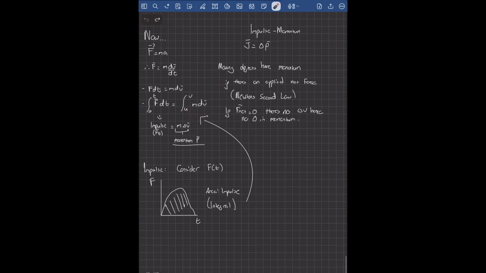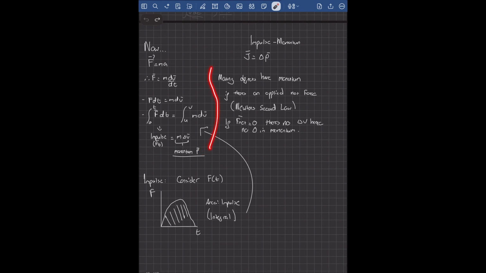Now we know that mass times change in velocity gives us momentum, so this proves the relationship between F equals ma and change in momentum. If we now look at the impulse-momentum relationship, we know that J, which is impulse, is equal to change in momentum. So this basically means that every moving object must have momentum if there's a net force applied, which is basically Newton's second law, F equals ma.